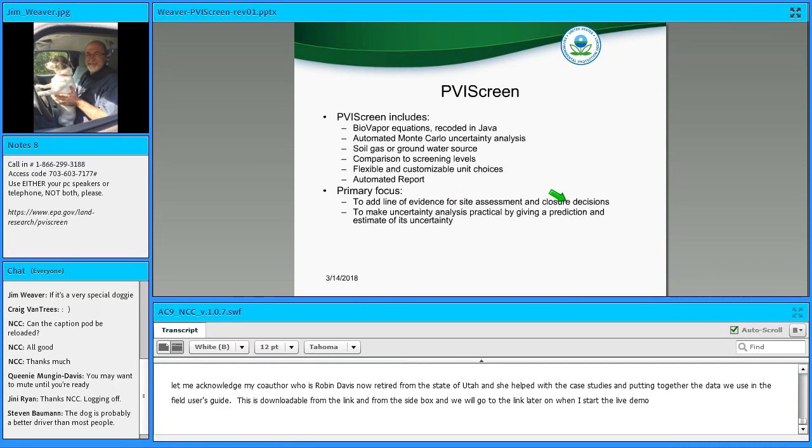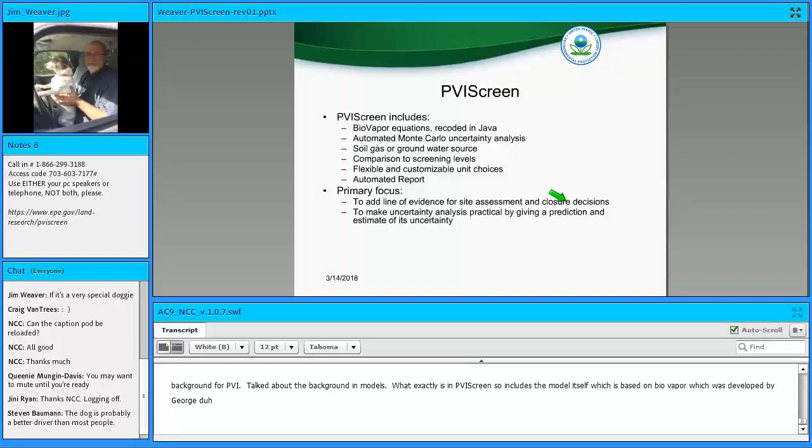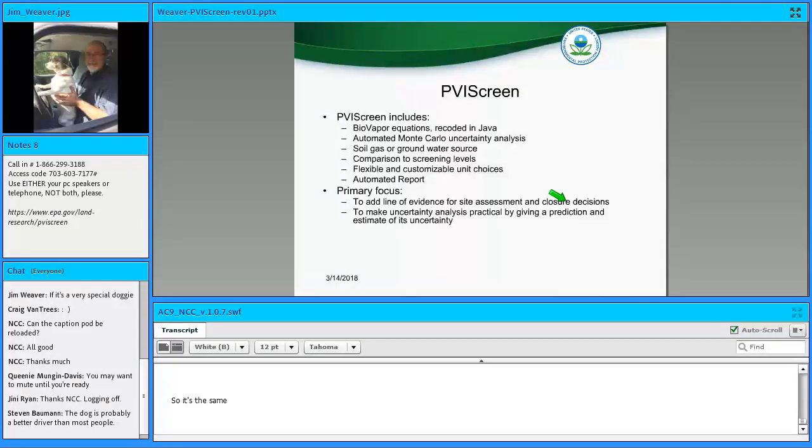Okay, so we talked about the background for PVI, talked about a background in models. What exactly is in PVIScreen? So it includes the model itself, which is based on biovapor, which was developed by George Duvall. So it's the same basic model equations as are in biovapor. They have been recoded in Java. Biovapor runs in an Excel spreadsheet. This is recoded in Java, so it runs faster. Java runs much faster than Excel.